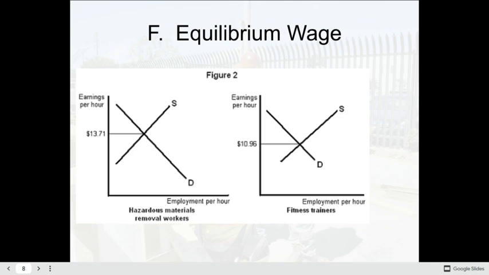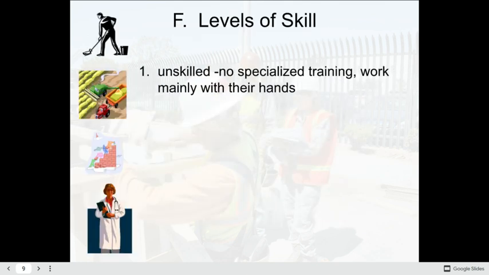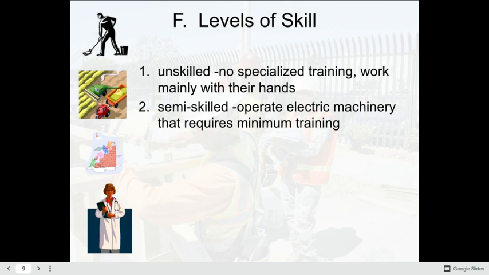However, there's not a lot of people that are going to want to handle hazardous materials. And so notice the supply is way back here, which means the quantity of people willing to do the job is a lot less. And so therefore the wage is going to be higher. It's not significantly higher because it doesn't necessarily require a whole lot of training, but it is going to be higher than a fitness trainer just because there's fewer people willing to do it. Now you have other things like a doctor or a nurse, they're going to be way back here. Or a professional athlete is going to be way back here. So their wages are going to be much higher. And that is often determined by levels of skill.